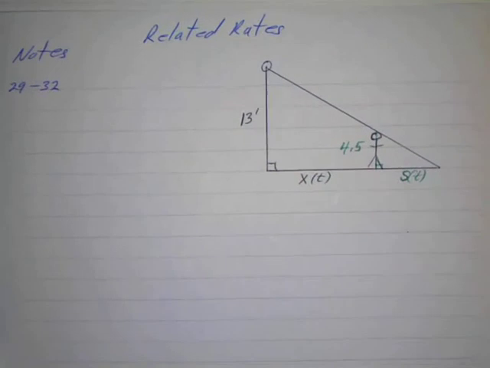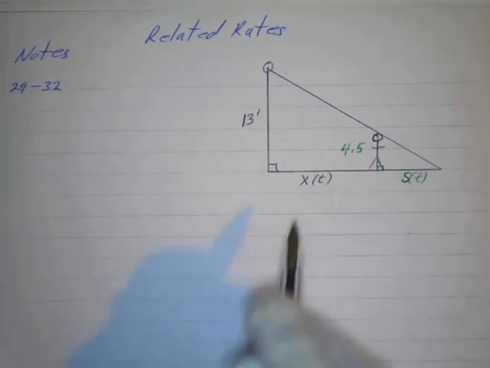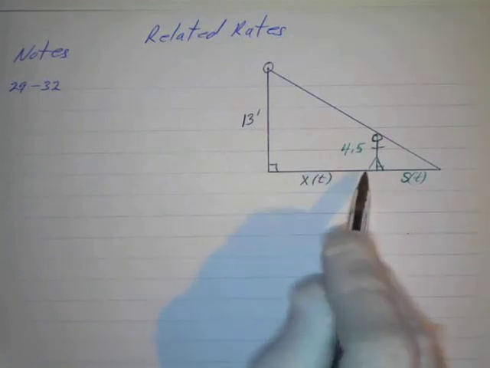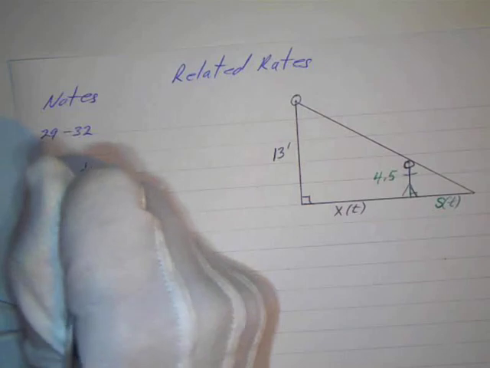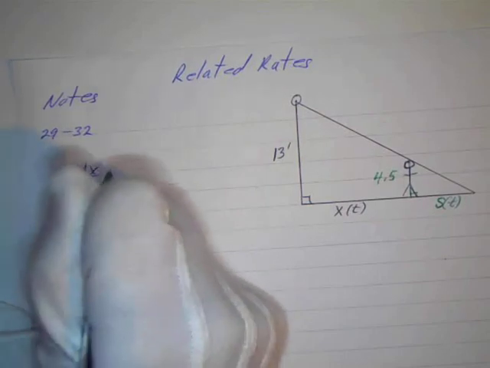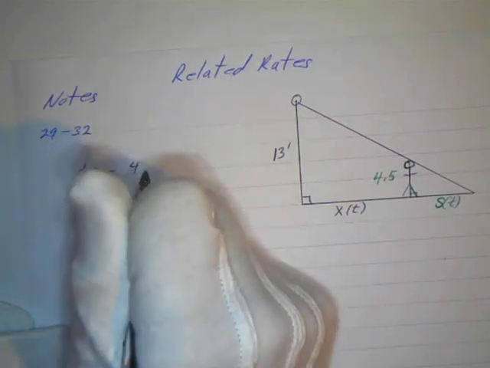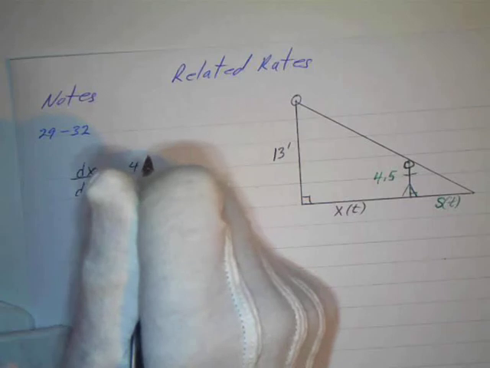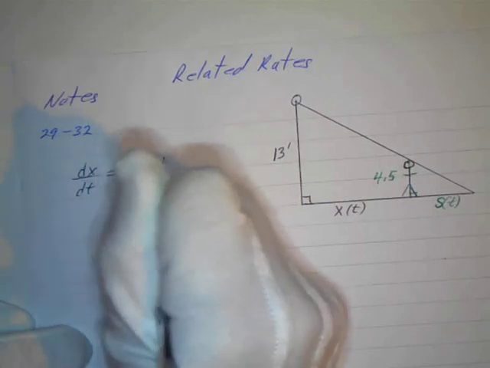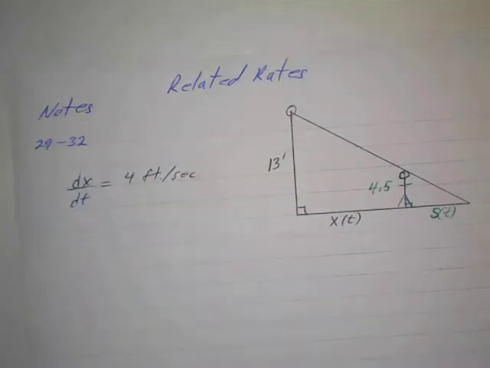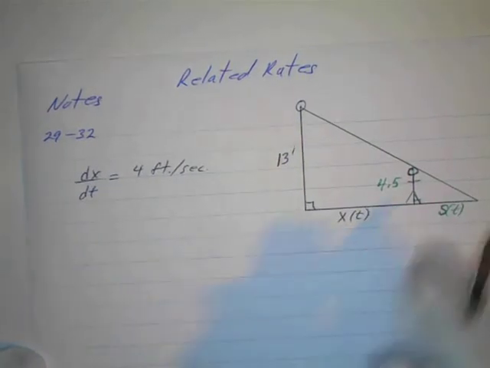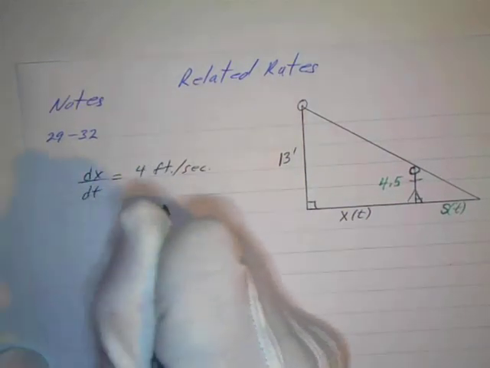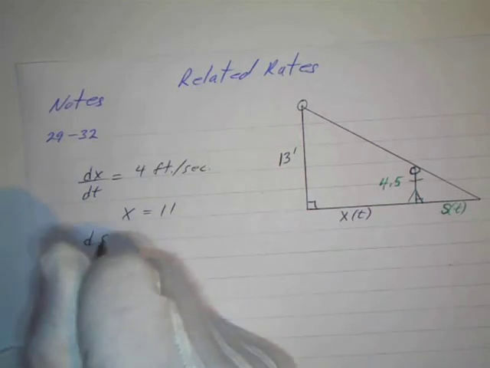If we read what we've got, he's walking away at a rate of 4 feet. So this rate here is 4 feet because he's walking away from the lamppost. So that would be dx/dt. So dx/dt equals 4 feet per second. And when he's 11 feet from the base of the light, so when x equals 11, we want to find out ds/dt.